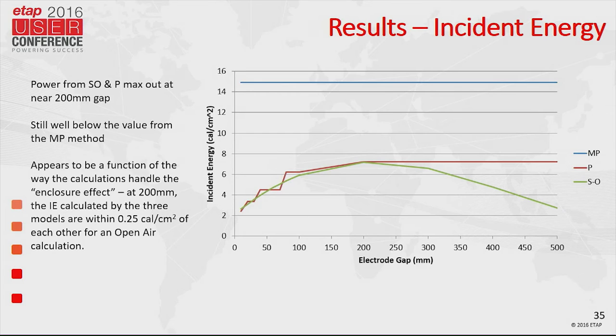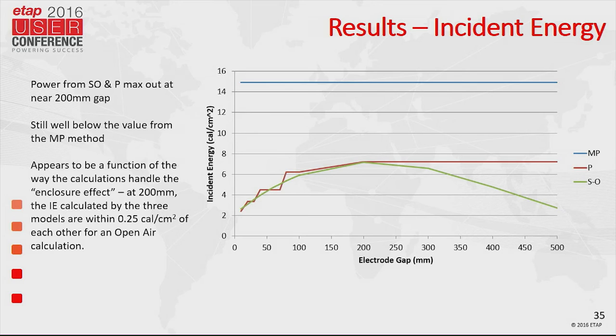Different methodology for the other two. I went back, and I don't show the numbers here, but I ran the calculations with open air arcs for all three models, and the three were only off by about a quarter of a calorie per centimeter squared between the three of them. Very good convergence. It only goes apart when we consider the effects of the enclosure, because the Stokes and Oppenlander and Palkert models, the way that they're implemented, use less of a multiplier to consider the effects of the enclosure.